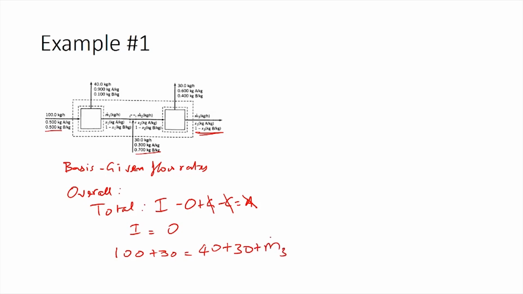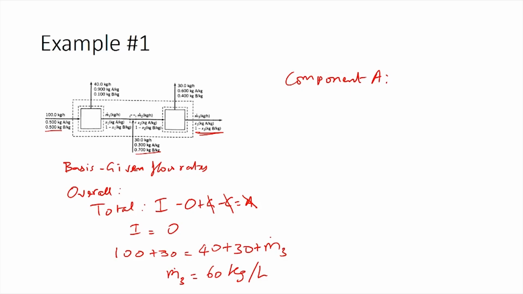So, now using this equation we can calculate M3 dot as 60 kilograms per hour. Now that we have calculated the mass flow rate of the product stream 3, we need to calculate the composition of product stream 3. That we can do by performing component balances for the stream.